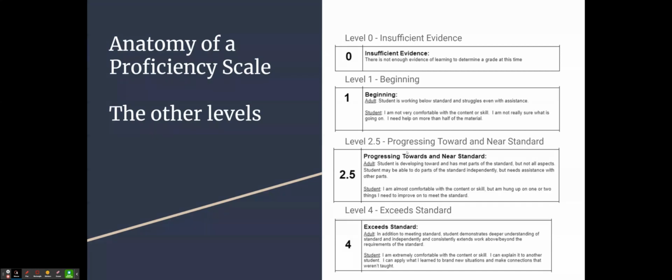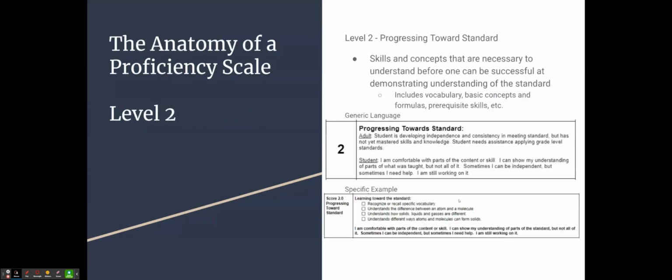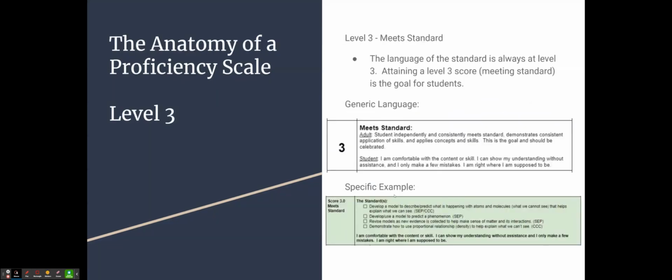When we jump up to a 2.5, this is where it might get a little bit confusing, but we need something between a 3 and a 2. So I'm going to back up and look at this 3, for example. You'll notice that for this example, the standard has multiple components. You need to be able to do all of these before you are at a level 3.